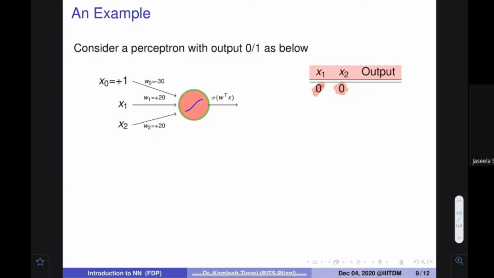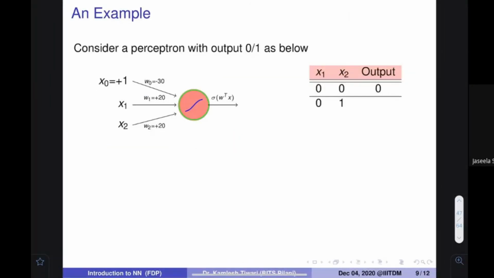Let me tell you. It is 0. 0 multiplied by 20 becomes 0, 0 multiplied by 20 becomes 0, and then minus 30. The overall summation is minus 30. When it is minus 30, it is less than 0. Therefore, the output is going to be 0. Make sense? Yes? So here the output is 0.